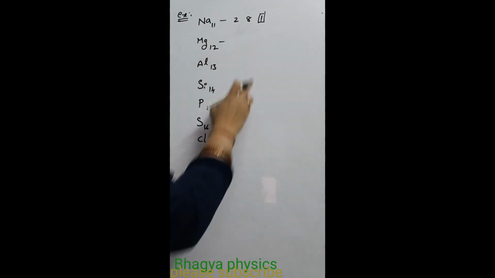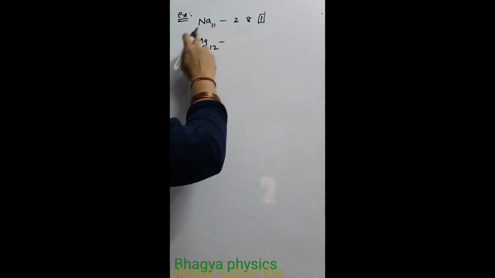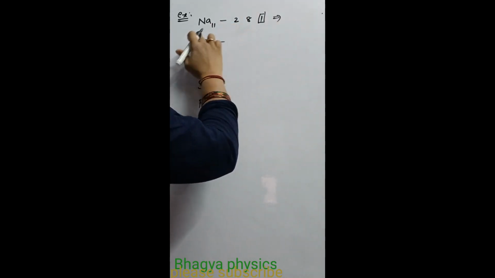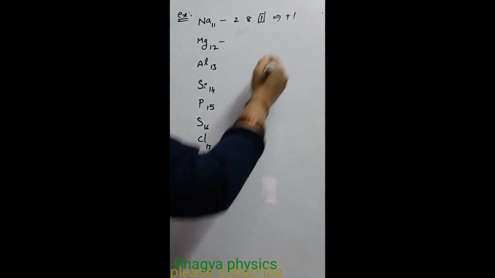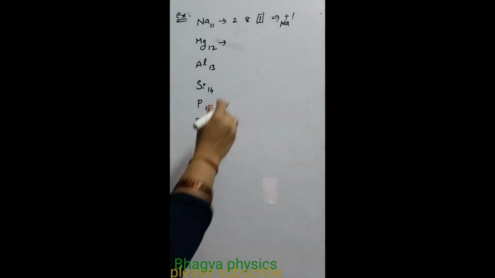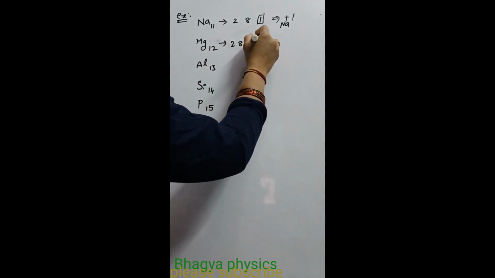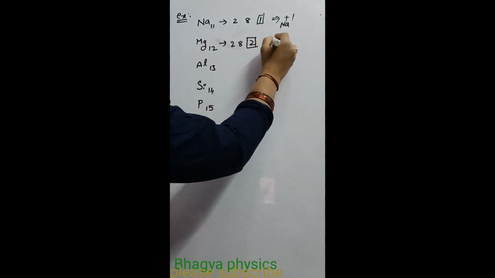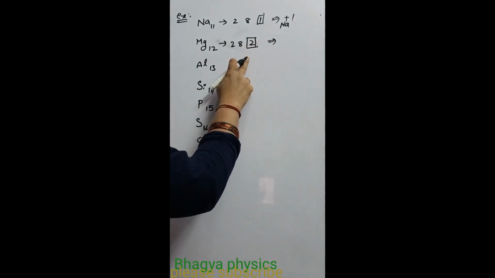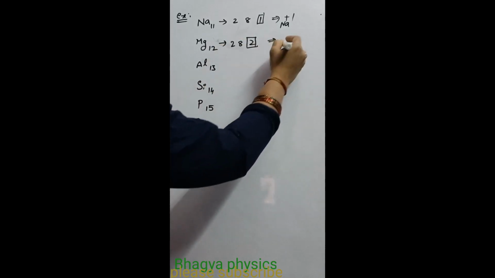Sodium atomic number 11, magnesium 12, aluminum 13, silicon 14, phosphorus 15, sulfur 16, chlorine 17 and argon 18. The arrangement of electrons in sodium is 2, 8, 1. This 1 electron is the valency electron for sodium, so it wants to lose it very easily. So plus 1 is the valency of sodium, Na plus 1. The arrangement of the electrons in magnesium is 2, 8, 2. 2 valence electrons are present in the third orbit of magnesium. These 2 electrons are lost very easily. That is why magnesium's valence is plus 2.